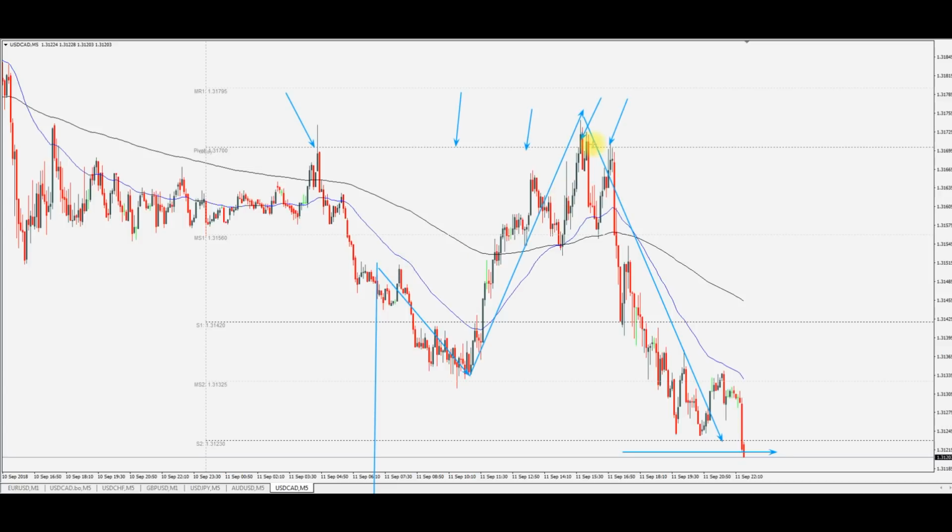Now we can use these pivot points here. We can use these to get into a trade.